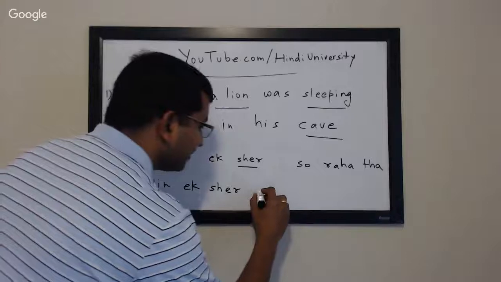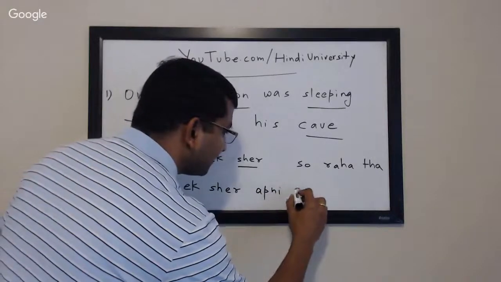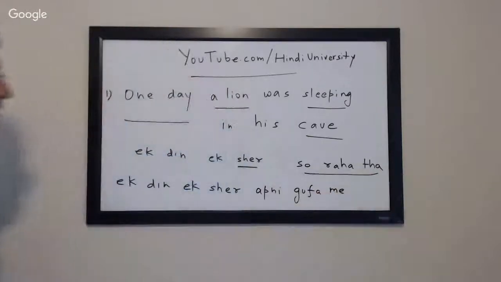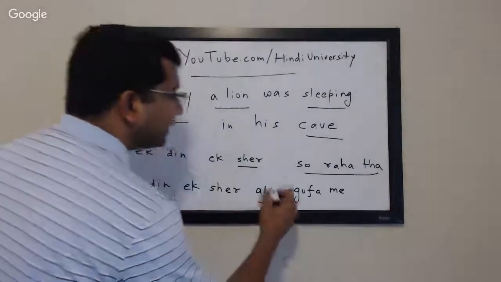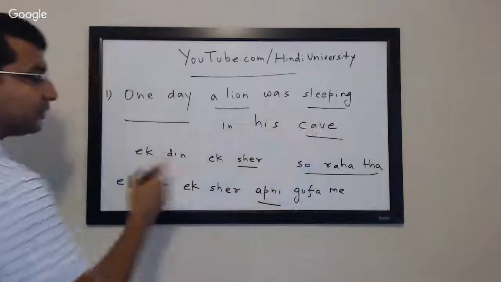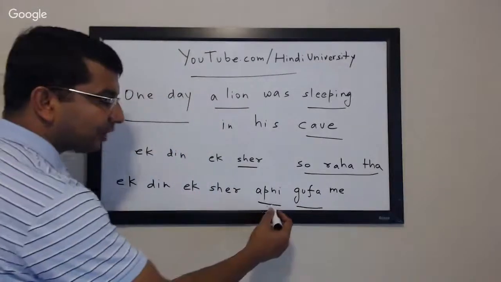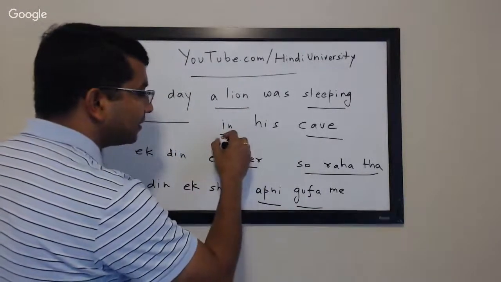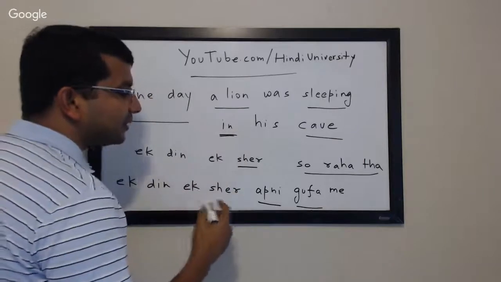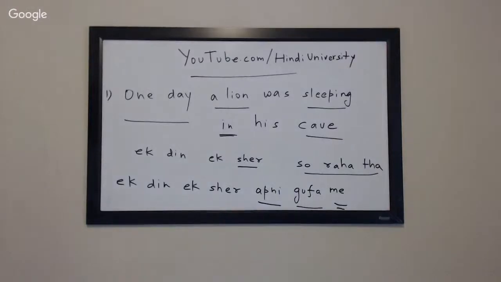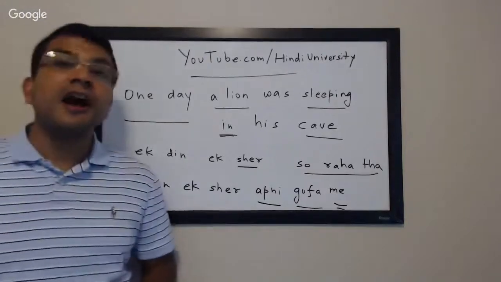Ek din, ek sher, apni gufa mein so raha tha. The interesting thing there is, in his cave: even though we are talking about a male lion, gufa is feminine. That's why you say apni gufa. And because in is used as a preposition in English, in Hindi it will be a postposition, mein. Apni gufa mein so raha tha. So if I were to go back and ask you, Chelsea, sher kahan so raha tha?